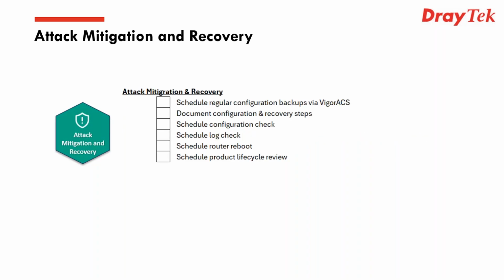And then our last section is on attack mitigation and recovery. This is primarily around lots of scheduling things to make sure that you're periodically checking everything. So one is to schedule regular configuration backups via Vigor ACS. Normally, if someone's making a configuration change manually, you would expect that they would then also take an updated config. But if you're scheduling a regular config backup from Vigor ACS, then you do have a copy of all of those, and that can be very handy if you do need to do any disaster recovery. Documenting the configuration and recovery steps is really important at this point.